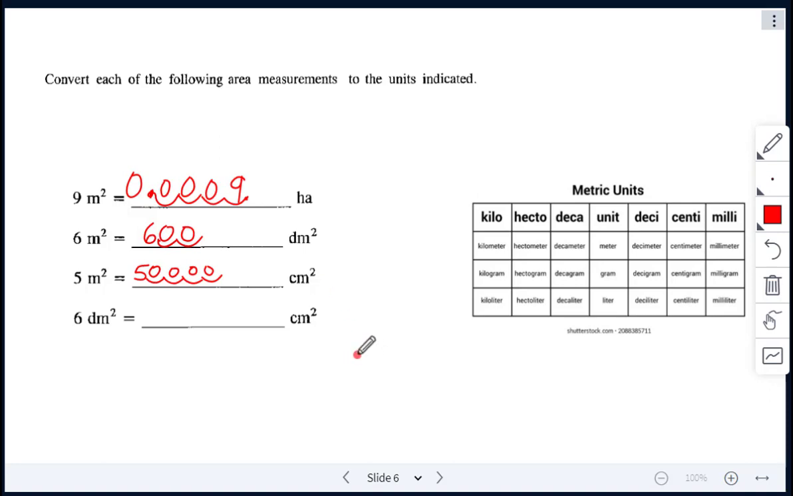All right, next we have 6 decimeters squared, changing it to centimeters squared. So here's decimeters. We're moving it to centimeters. It's 1 place, but because it's area, we're going to double that. Instead of 1 place, we're going to move it 2 places. So 6 decimal places here, 2 to the right, which gives me 600 centimeters squared.